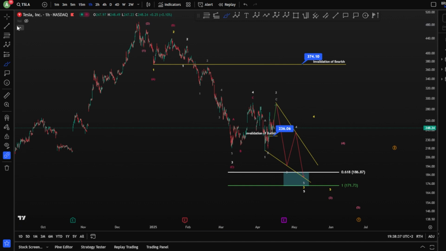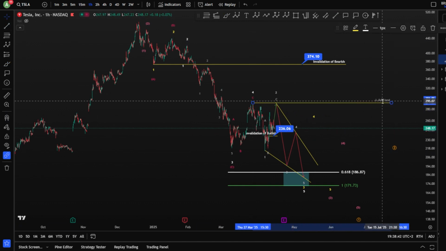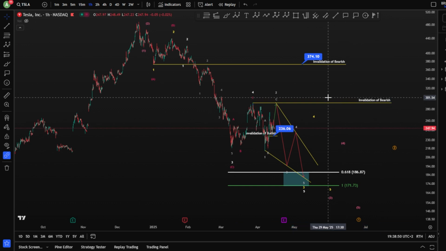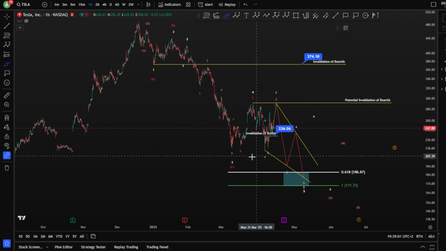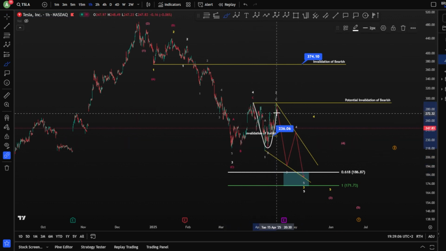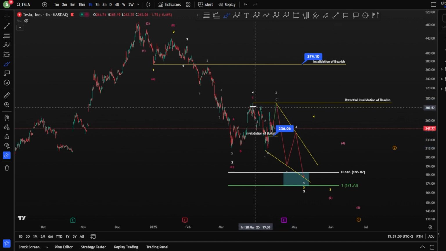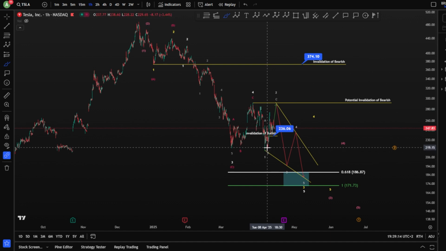The indication of the invalidation of this impulse is simply taking this high. By taking this high, invalidation of bearish. Okay, but how much invalidation, or I would say potential invalidation? Not 100%. I'm going to explain why. Because if we are in a wave 5 right now toward the downside, we're looking at a wave 2, right? The wave 2 in a diagonal can hit the 886. Yeah, it can hit the 886. It's a common target for a wave 2 in a diagonal.